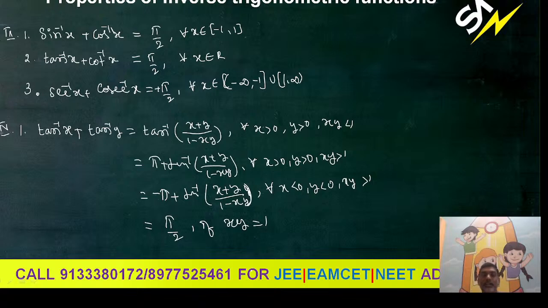Now, tan inverse of x plus tan inverse of y equals tan inverse of (x plus y) divided by (1 minus xy) for all x greater than 0, y greater than 0 and xy less than 1. Next formula is pi plus tan inverse of (x plus y) divided by (1 minus xy) for all x greater than 0, y greater than 0 and xy greater than 1. Next one is minus pi plus tan inverse of (x plus y) divided by (1 minus xy) for all x less than 0, y less than 0 and xy greater than 1. And the next one is 90 degrees for xy equal to 1.